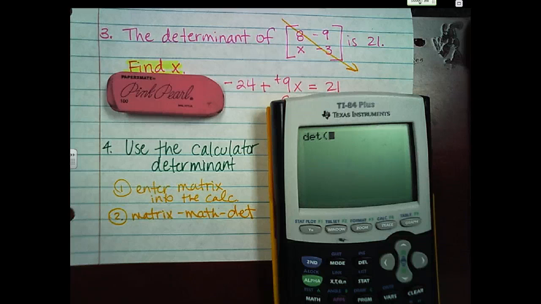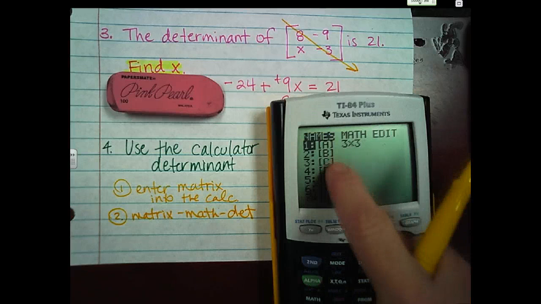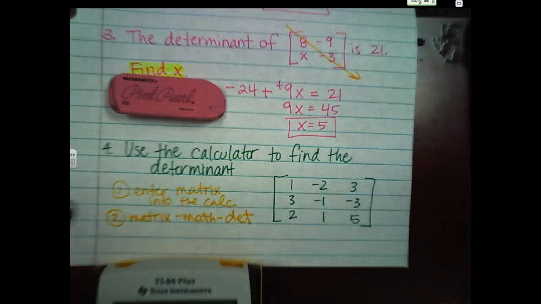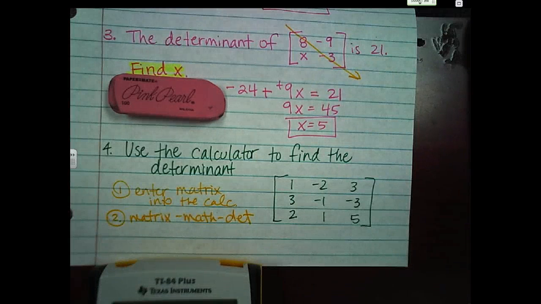Now, how do I get matrix A to come up? I go back to the matrix button, right? And I can find the determinant of any of them I want, but I only have a matrix entered into A. So I can just go to A, hit enter, and there it is. The determinant is 55. The calculator does it all for you. But if it's just a 2 by 2, it's a lot faster to do it by hand.